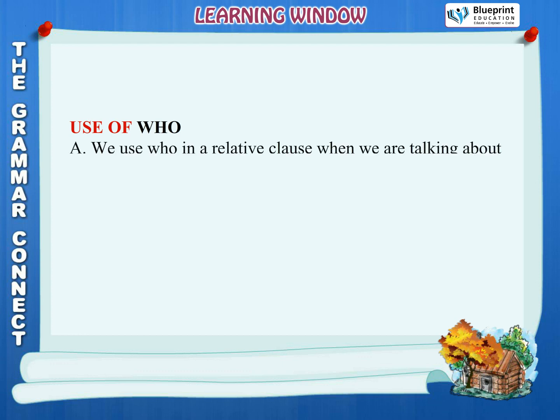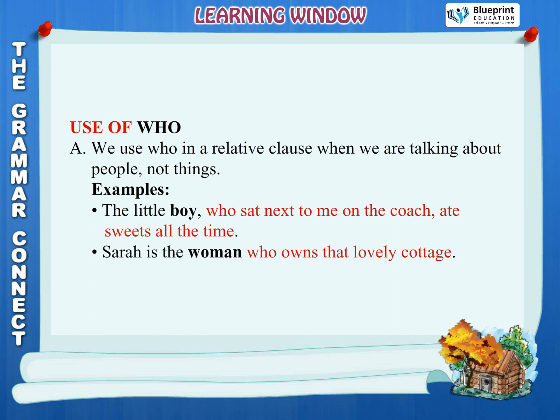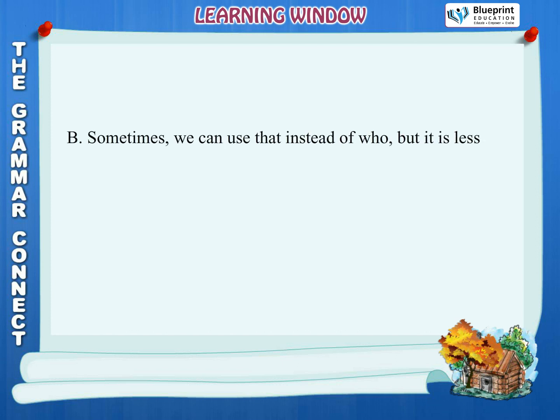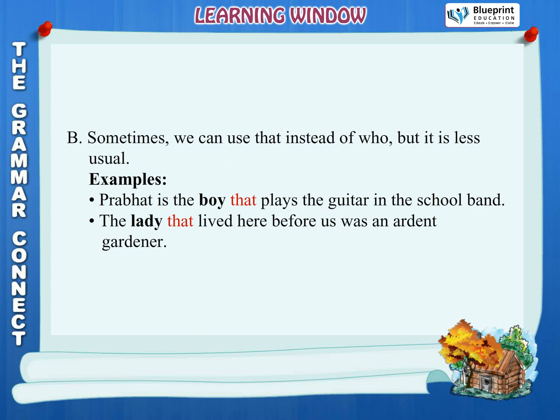Use of who. A. We use who in a relative clause when we are talking about people, not things. Examples: The little boy who sat next to me on the coach ate sweets all the time. Sarah is the woman who owns that lovely cottage. B. Sometimes we can use that instead of who, but it is less usual. Examples: Prabhat is the boy that plays the guitar in the school band. The lady that lived here before us was an ardent gardener.